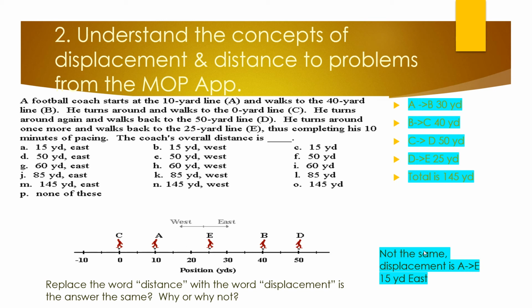Now, if you change and you're trying to find displacement instead, we are only concerned about his starting and his ending point. So if he starts at A, which is at the 10-yard line, and he ends at E, which is at the 25-yard line, he has traveled 15 yards to get from A to E, and it happens to be to the east. So the displacement is not the same as the distance. In this case, the displacement is 15 yards east.